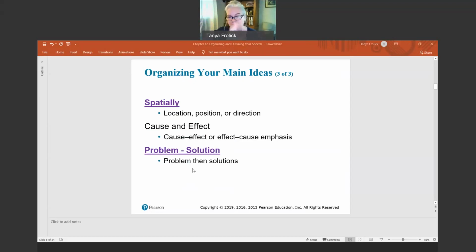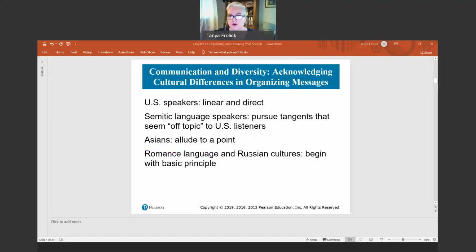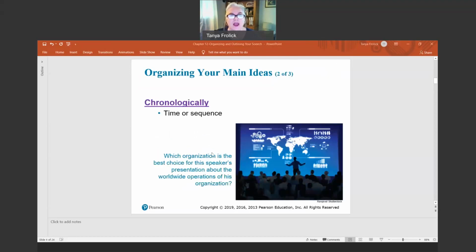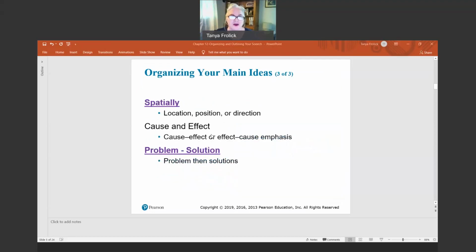Problem solution. You give the problem and then the solution. By the way, those were all the organizational systems that we're going to be looking at. Notice all the purple underlined bold because they're all fairly important.